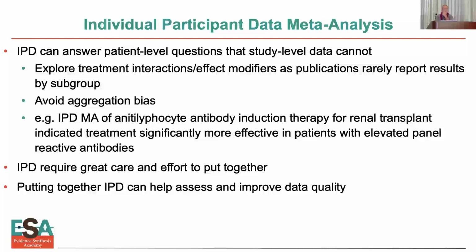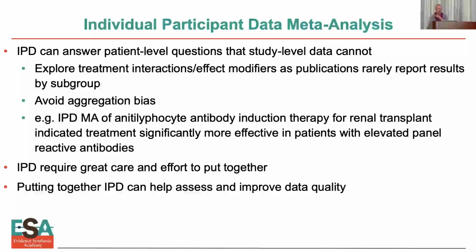So this can answer questions that study level data can't. As we talked about aggregation bias, we can now explore treatment interactions or effect modifiers because publications rarely report results by subgroup, and otherwise we're stuck with meta-regression analysis, but we know that can be a problem because all we have is the group level covariate. Now we have the individual level covariate, so now we can look at interactions within study and we can actually combine them appropriately.